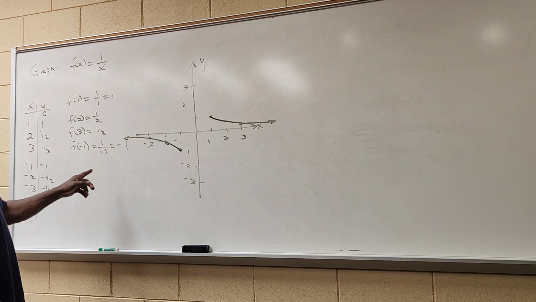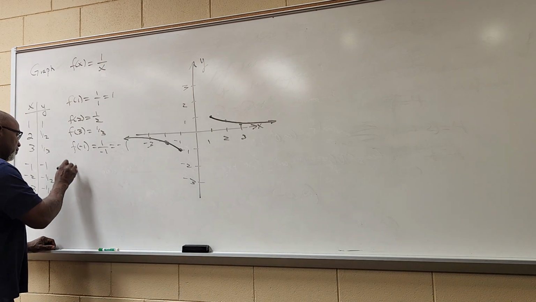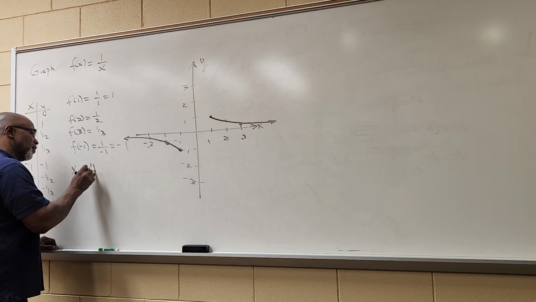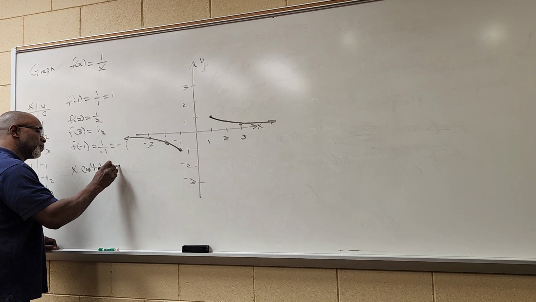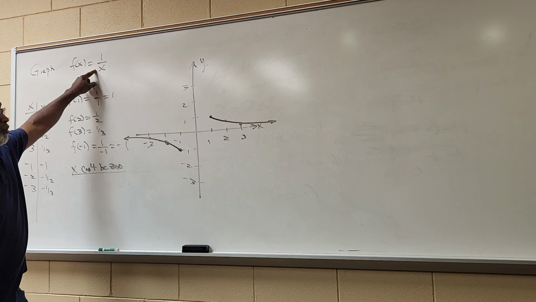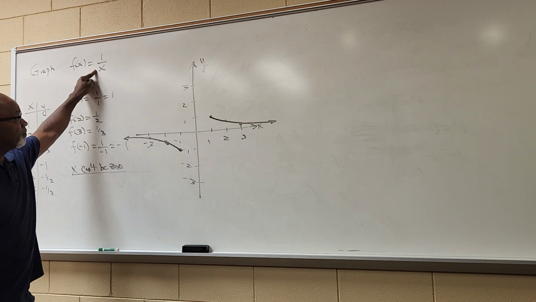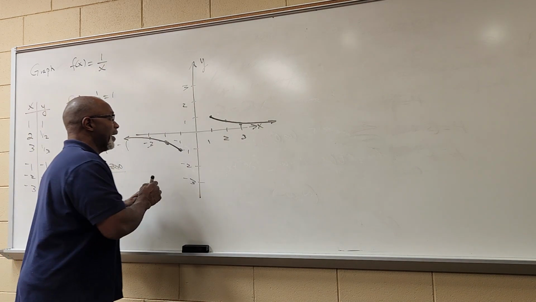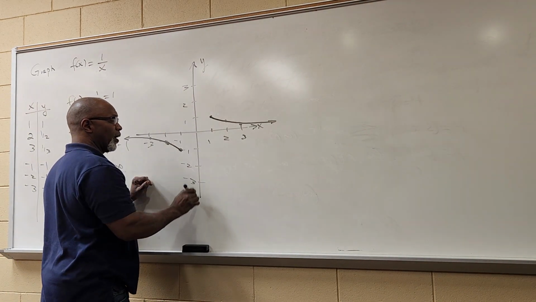Well, again, I know x can't be 0. X can't be 0. Okay? Because that's not in my domain. 1 over 0 would be division by 0. I can never allow that. So x can't be 0. X equals 0 is the entire y-axis.